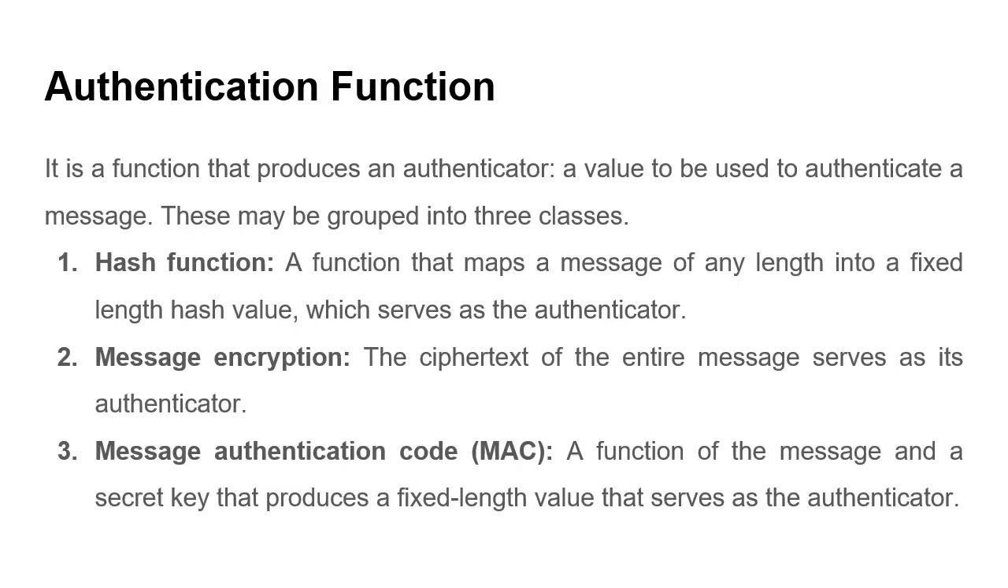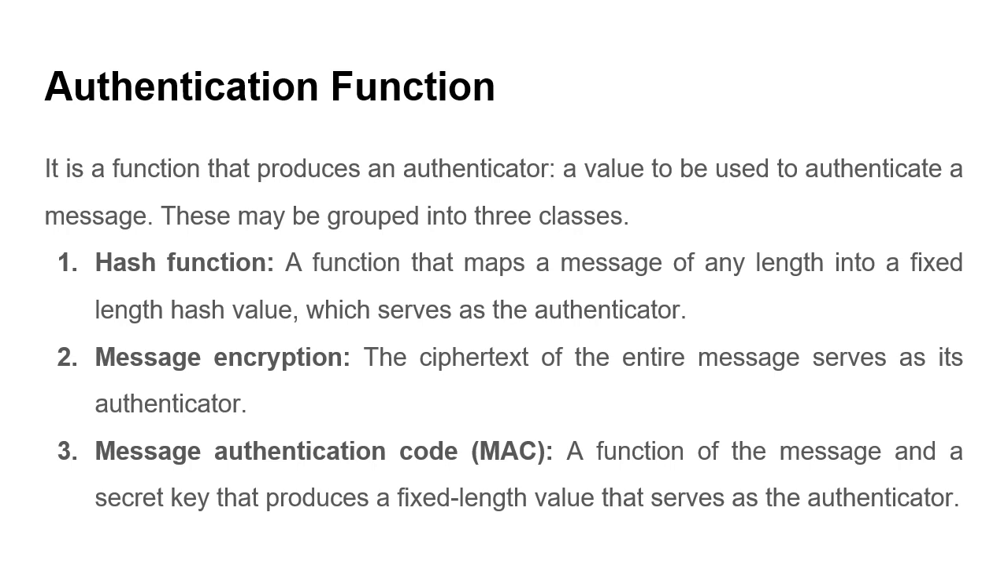Authentication functions. What are the authentication functions available to overcome these kinds of attacks? They can be grouped into three classes. Number one is hash functions, number two is message encryption, and number three is message authentication code. A hash function is a public function that maps a message of any length into a fixed-length hash value. Whatever the length of the message, it always maps to a fixed-length hash value, which serves as the authenticator.